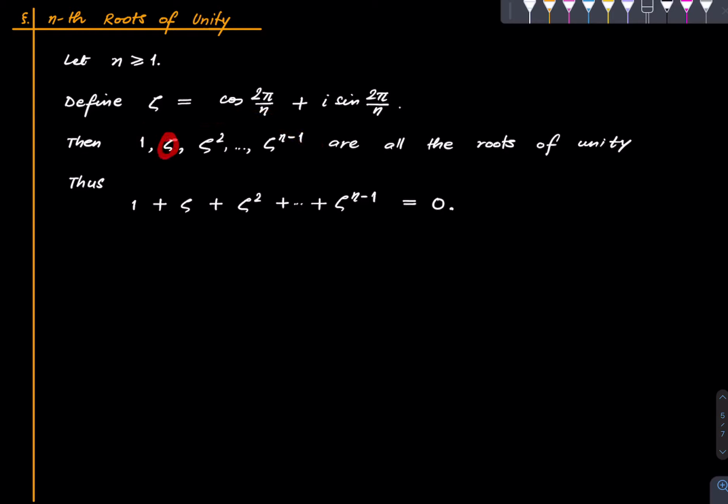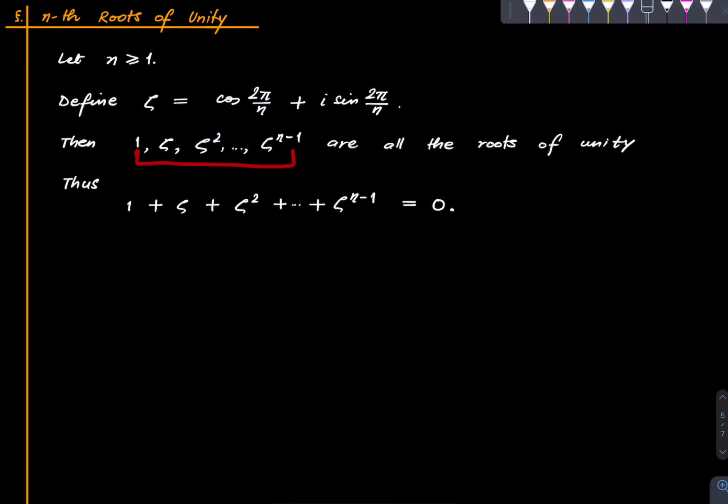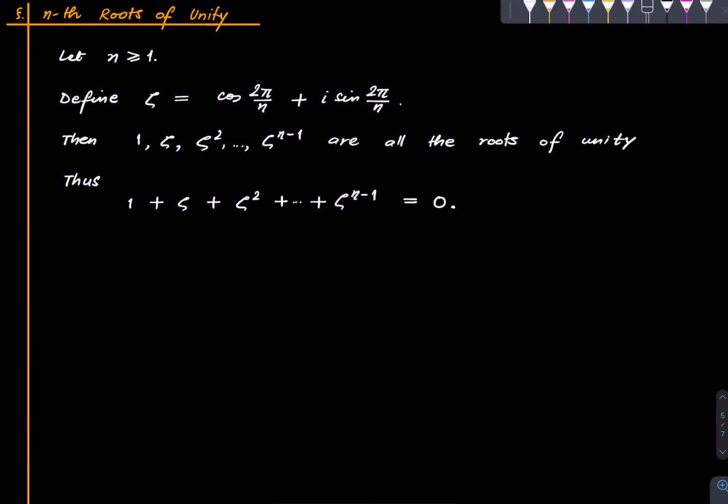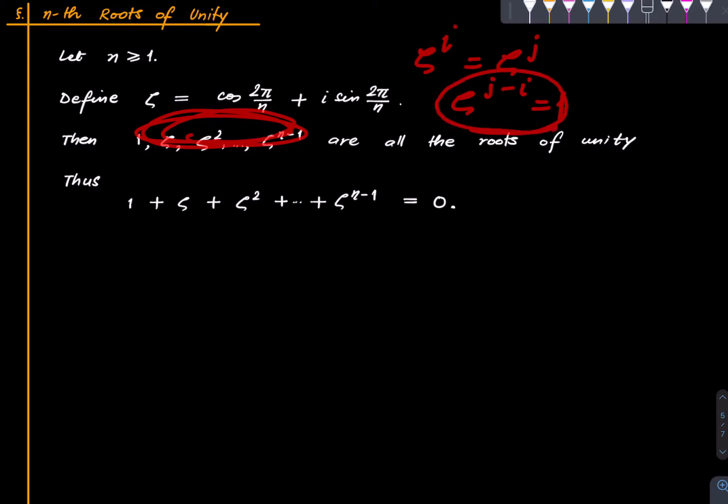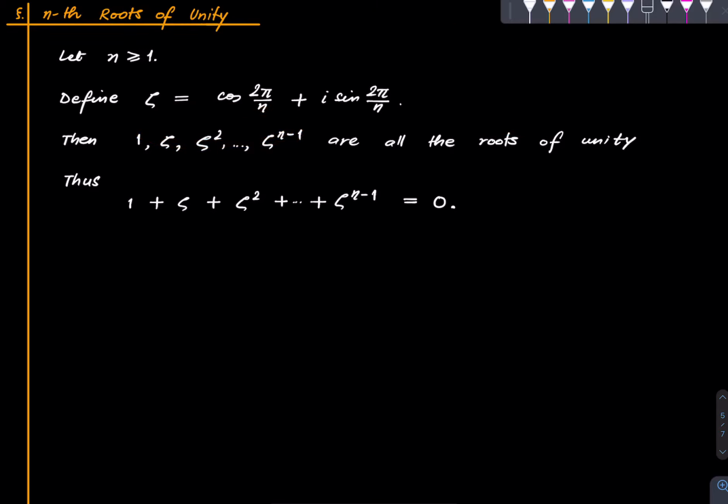Once zeta is a root of unity, you can see that zeta square and all powers of zeta are also roots of unity. But the point is that these are all pairwise distinct. That you can easily check, because suppose, for instance, zeta to the i were equal to zeta to the j for some i and j in this range, then you would see that zeta to the power j minus i is 1, and that won't happen unless j minus i is a multiple of n, and therefore you can show that these are all pairwise distinct.